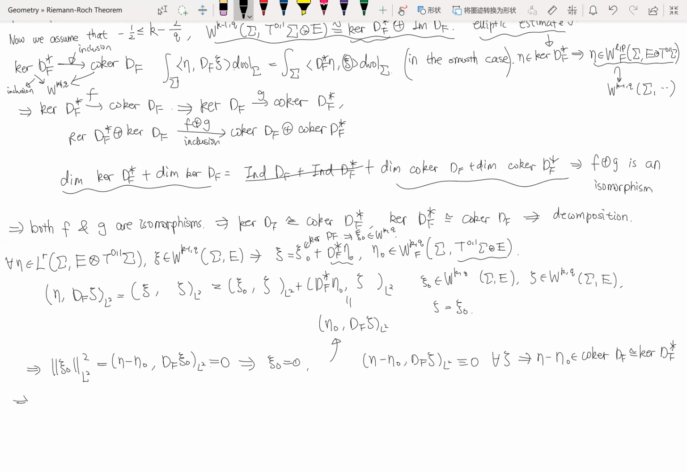So eta is smooth. So eta has some regularity, must belong to W^{k,p}, and we know that df star eta is 0. But we again need the boundary conditions, but it is obvious because eta 0 also belongs to W^{k,q} of sigma, or L^p, with values in this T^{0,1} sigma. So this proves 2, and 3 is completely similar.